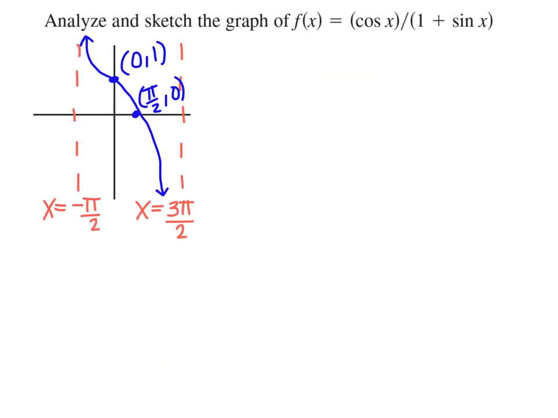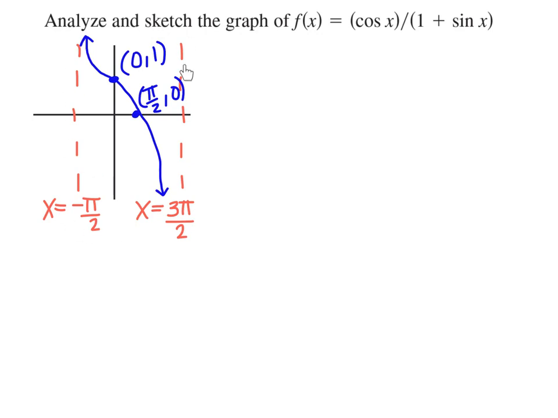So what I know about my graph is so far this. So I found my first asymptote in the positive land at 3 pi over 2, right, because that's what made 1 plus sine of x 0. And so I subtract 2 pi and I get negative pi over 2.